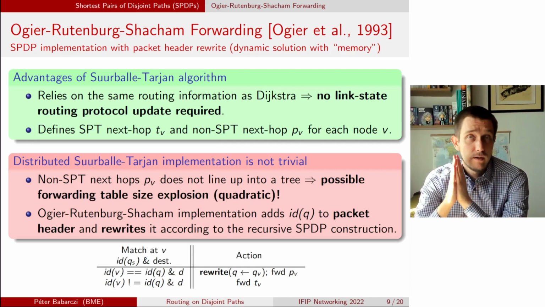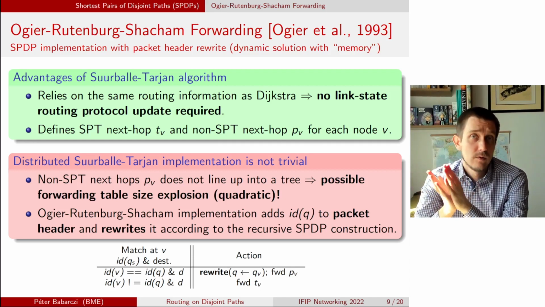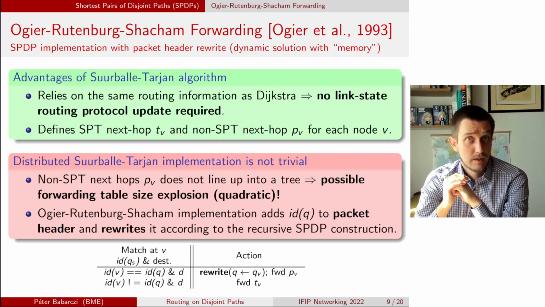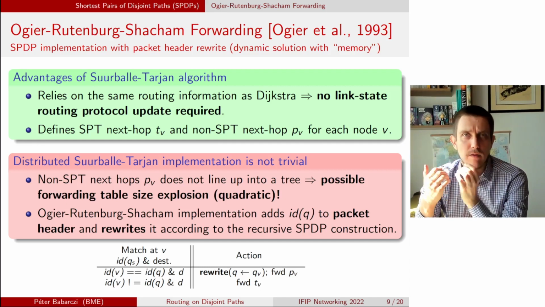However, it has a very complicated distributed implementation in networks, because now the routing might not be sufficient to use only the destination address. The next hop might depend also on the source node, so we might have quadratic size routing tables, which is not acceptable. A possible implementation to avoid this problem is to add this kind of dynamic memory I mentioned previously in the talk to the packets and rewrite the packet header.